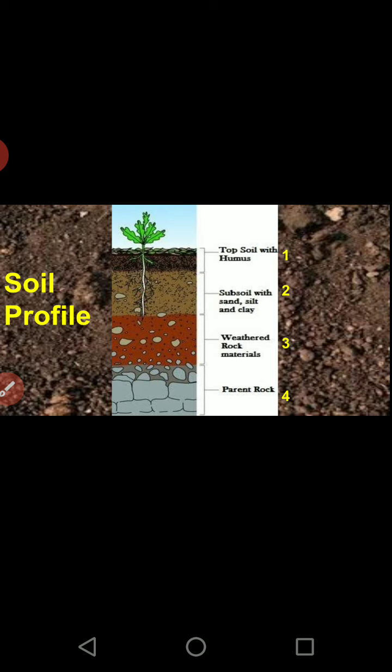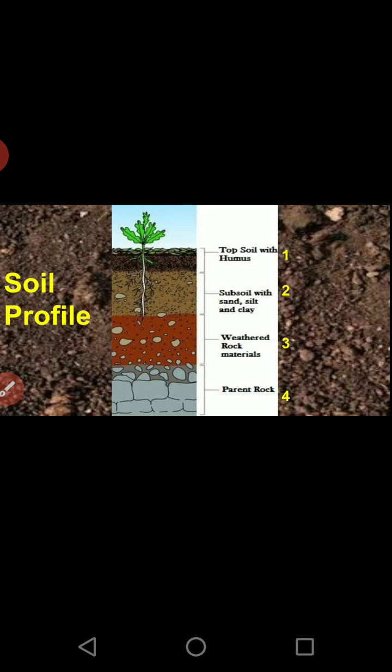Parent rock, as you have studied in your earlier classes, three types of rocks are there. We have igneous rocks, we have sedimentary rocks, and we have metamorphic rocks. Igneous is made out of the lava, that is, when the lava comes out and cools down, that is an igneous rock. Sedimentary rock: when the river flows and brings lots of sediment, and the sediment gets deposited one on another, it hardens, and this hardened rock is called a sedimentary rock.